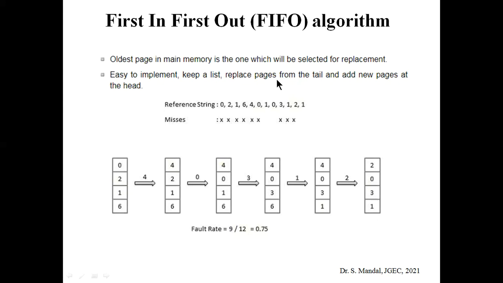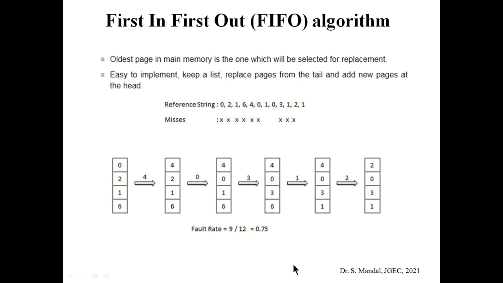Like this, all pages will be loaded gradually one by one, and if you count the misses, you get 1, 2, 3, 4, 5, 6, 7, 8, 9. So 9 misses, that means 9 faults. The fault rate is the total number of faults divided by the total number of references in the reference string.